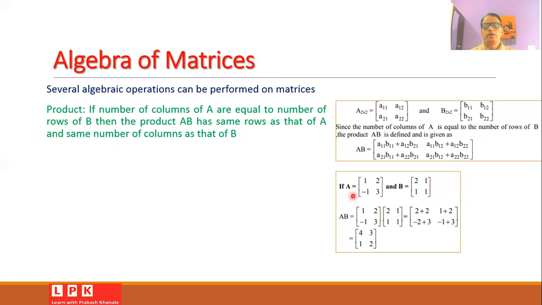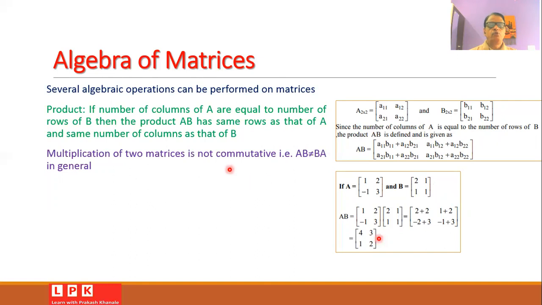Say for example, if A is equal to 1, 2, minus 1, 3 and B is equal to 2, 1, 1, 1, then we can take A into B, the product of the two matrices, as 2 into 1 plus 2 into 1, that is 2 plus 2, then 1 plus 2, then minus 2 plus 3, minus 1 plus 3. So we will get the resultant 4, 3, 1, 2.